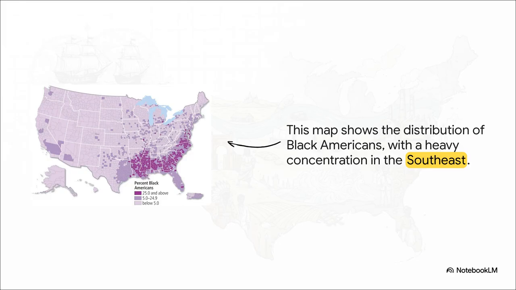Okay, let's start with this map. It shows the percentage of Black Americans by county. And boom, you immediately see that deep concentration in the Southeast. That is no accident. This one image is literally a record of history, telling a story of migration, segregation, and resilience. So let's break down the key chapters of that story.